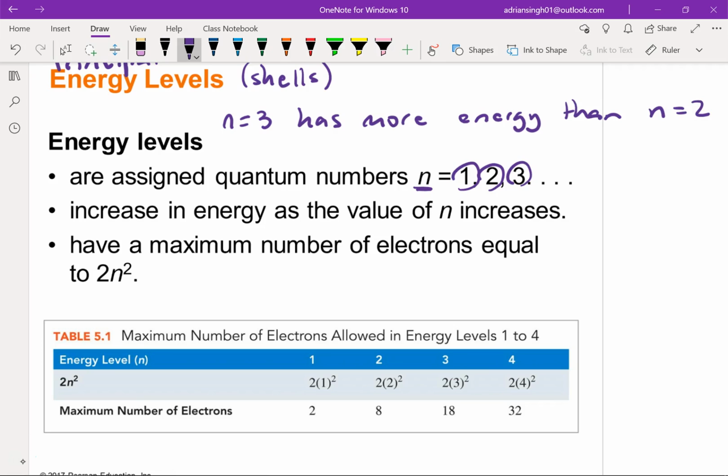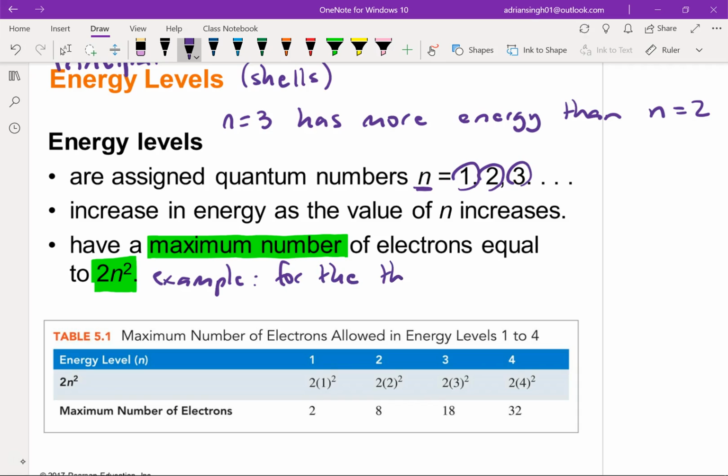The other thing that we can determine is how many electrons those energy levels can accommodate. And there's a formula that we can use. The maximum number of electrons that an energy level can accommodate is equal to 2n squared, where n is the energy level or the shell. So for example, for the third shell, or the third energy level, all right, that tells us that n is equal to 3.